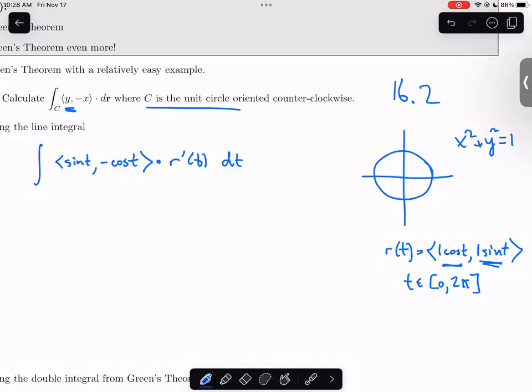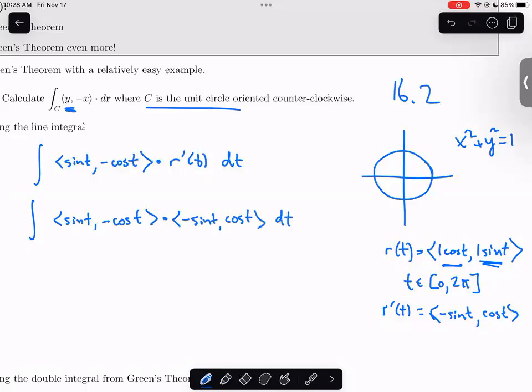So we could maybe spend really quick off to the side here calculating r prime of t. The derivative of cosine is going to be negative sine, and the derivative of sine is going to be cosine. So now on my next line here, we can go ahead and elaborate a little bit more, plugging in our r prime of t. We also see that this is a t integral, so our bounds should be t bounds, right? And this is where we need to use the bounds for t from 0 to 2 pi, because we want to go all the way around the circle. So 0 to 2 pi.